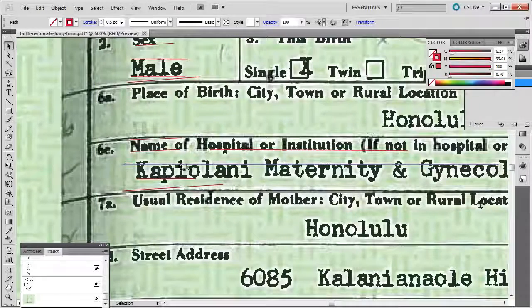And if I look at the top line of Kapiolani, maternity, and gynecological, it is in registration with this line with the bottom of this. The problem is this part of the word all the way up to at least the A and probably the P should not be, and yet they are.